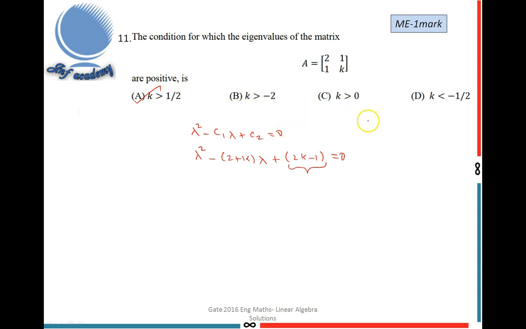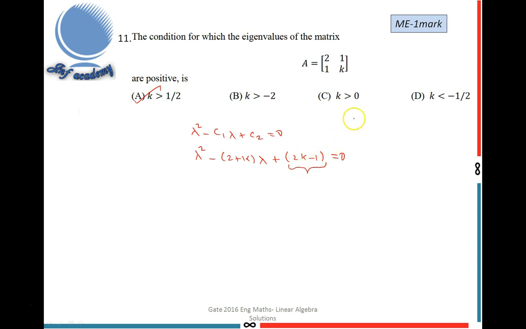Similarly, you have to check all the options. Suppose k greater than minus 2, means you put minus 1. Minus 1 satisfies this condition. Substituting k equal to minus 1, we get this term as minus 3. So you can get the negative root.